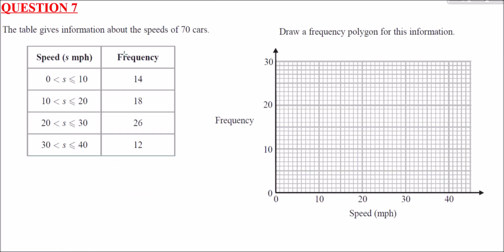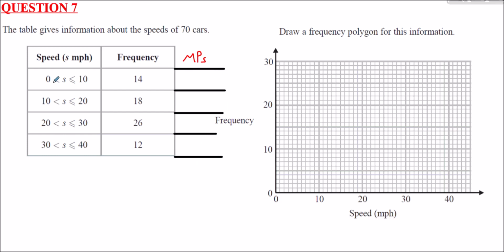Question 7. We've got this table giving information about the speeds of 70 cars. Draw a frequency polygon for this information. Well, the pleasing news is this is actually very straightforward indeed. Okay, the only thing we need to consider here is the midpoints. All we need to do is take these speeds, which are in groups, and work out the midpoints of them. And this is really straightforward, I promise.